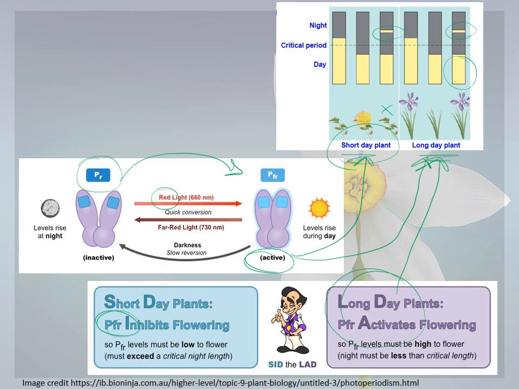So Bio Ninja again with the win. Sid the lad is how we remember phytochrome far red, phytochrome red. Short day plants, the phytochrome far red inhibits flowering. That's our Sid. And then lad in long day plants, phytochrome far red is going to activate that flowering.